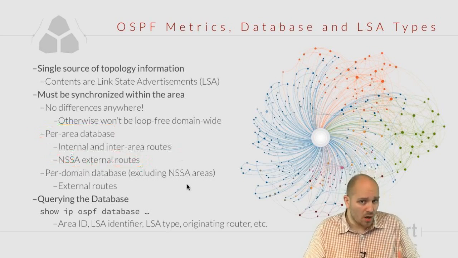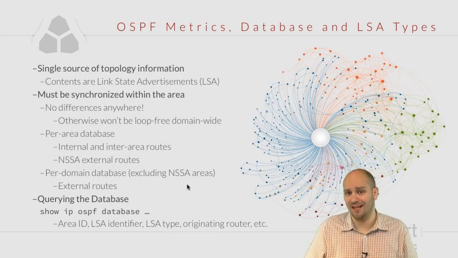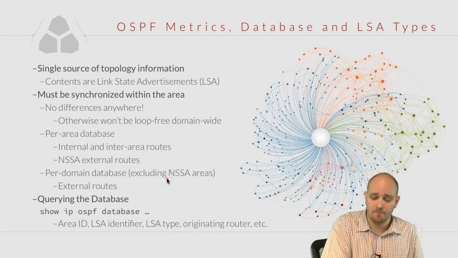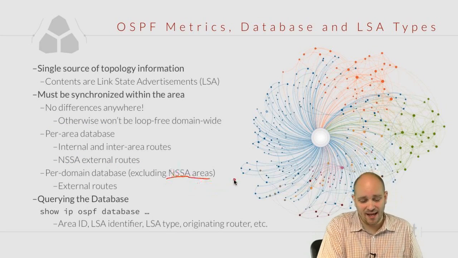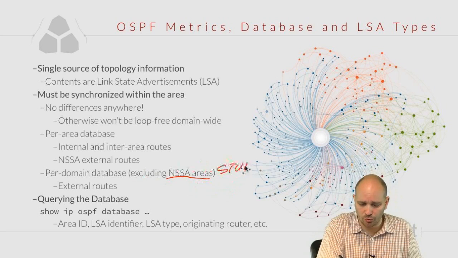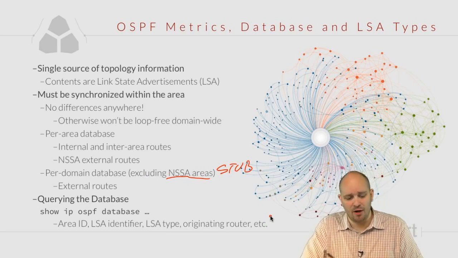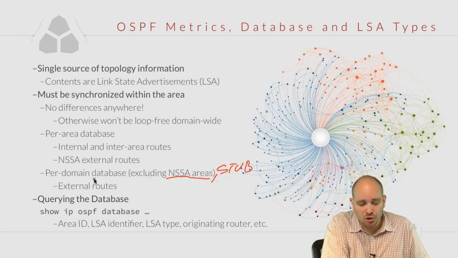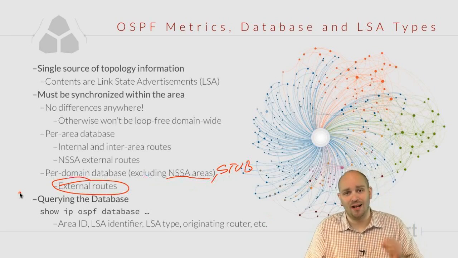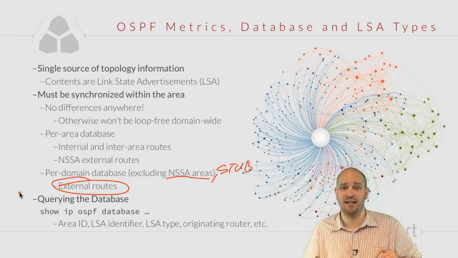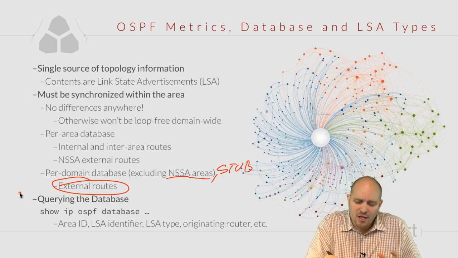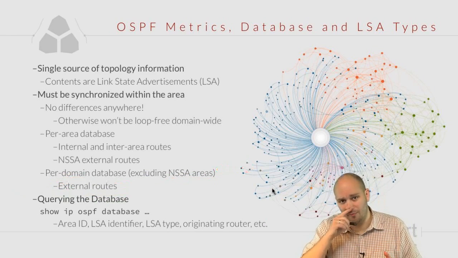However, there is one database that is global for the entire OSPF domain, with two exclusions, and these are NSSA areas and, I should mention here, I forgot to write it down, also stub areas. So excluding NSSA and stub areas, external routes are global. They are kept in one single database for the entire OSPF domain. So how can we look at this information?